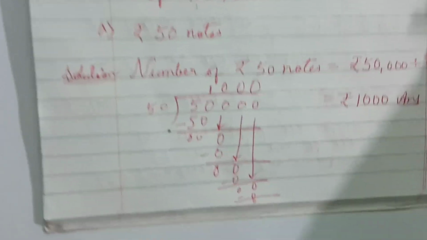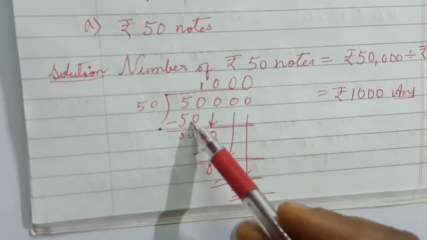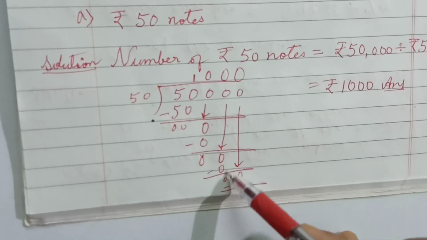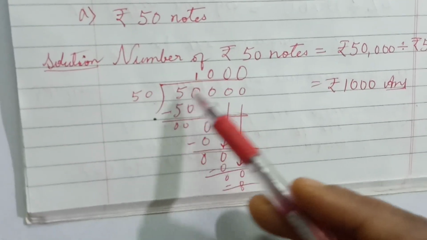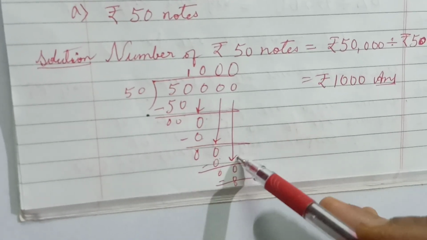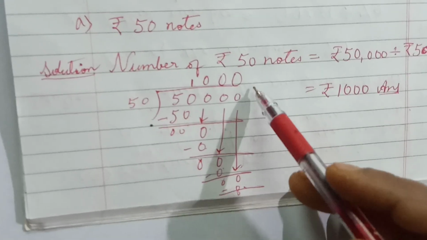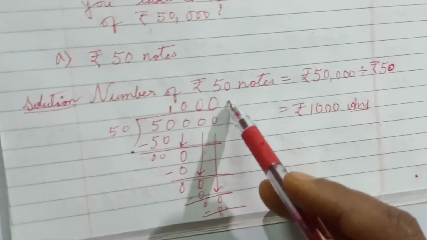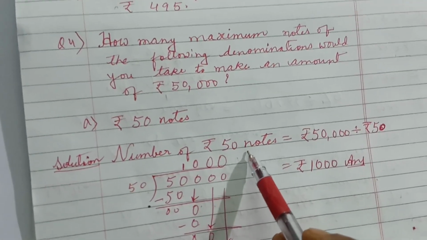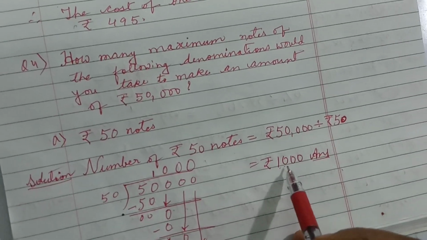Okay, now you do the division, children. So here 50 ones are 50. Now bring this 0. Again you could ignore the steps here, but if you wish you can divide. 0 times 0, again bring here 0. 0 times 0, again bring here 0. 0 times 0. Okay, so 1000 notes. That means you will have to collect 1000 notes of rupees 50. Clear? To make the amount rupees 50,000.